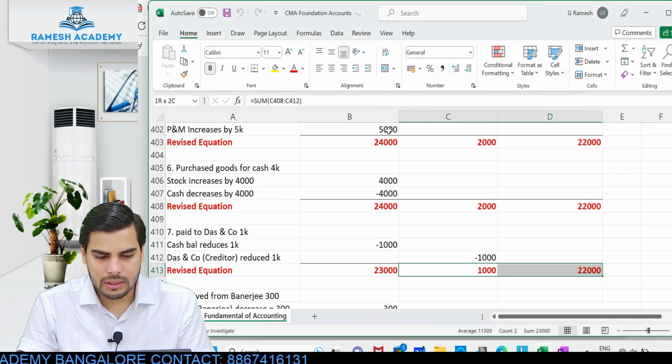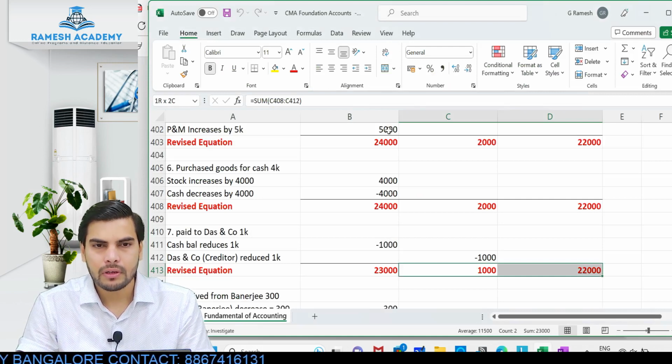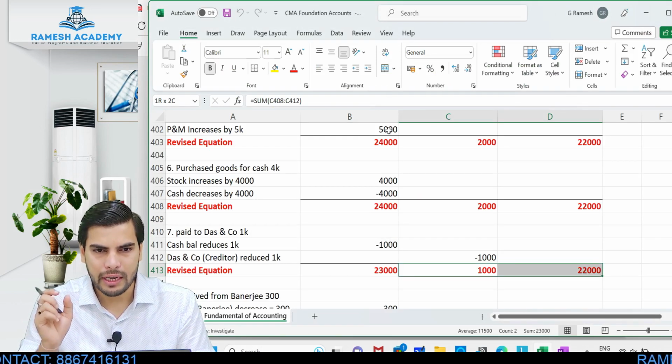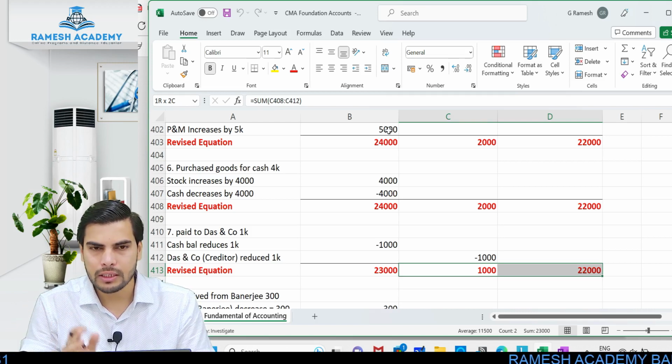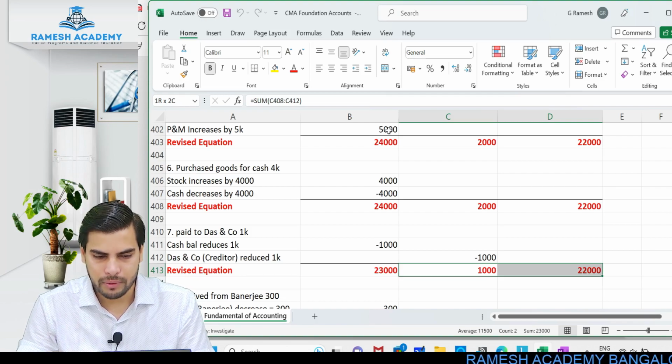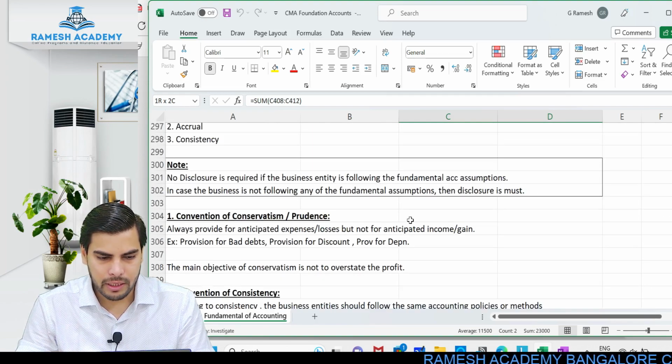And what is this double entry system of accounting? For every debit there will be an equal and opposite credit. If I am debiting a particular account to the extent of 10,000, simultaneously I'll have to credit another account to the extent of the same value, that is 10,000. All these things are already given in the notes, guys.